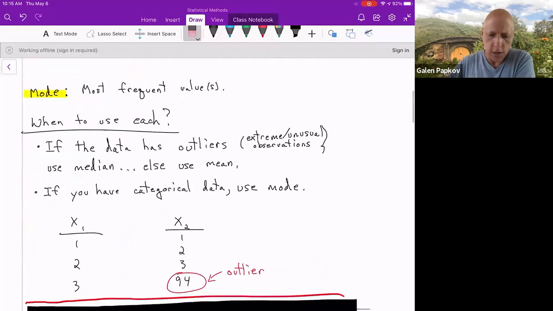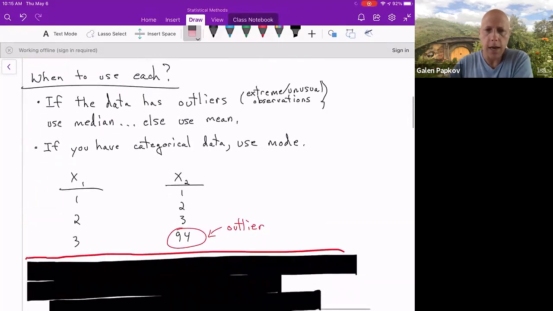When would you use each? That's often a common question that I get. And what it comes down to is the following: if the data has outliers, so if there are observations that are unusual, not like most of the other data values, then use the median. And you'll see why in an example in just a minute. But if you don't really have outliers or particularly extreme observations, then the mean is fine. If you have categorical data, however, remember categorical and qualitative are one and the same.